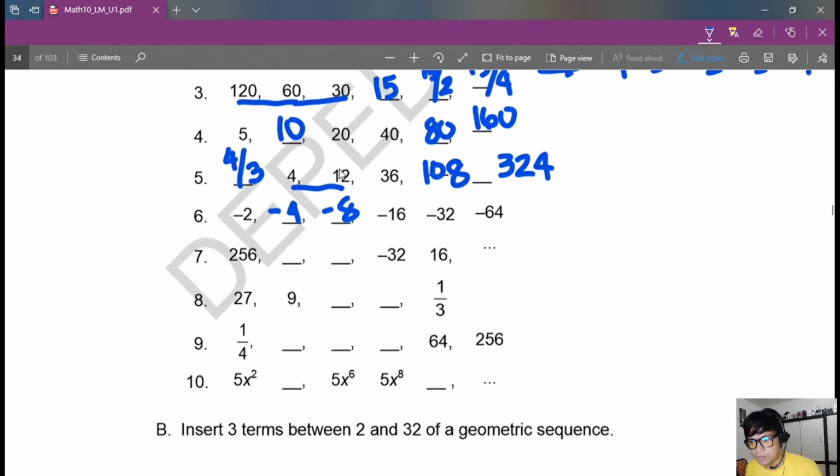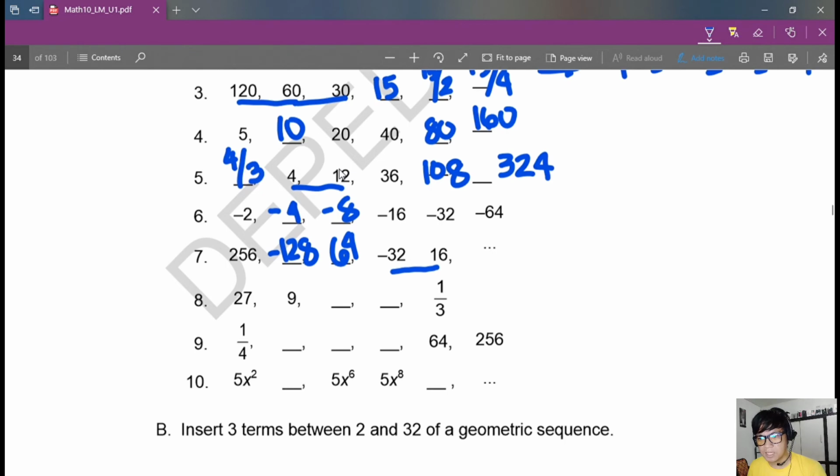Next one, ito. So, 16 over negative 32, that is negative 1/2. So, negative 1/2 yung imo-multiply natin dito. So, what is negative 1/2 of 256? So, that is negative 128. So, negative 128 divided by negative 2, that's 64. 64 divided by negative 2 is negative 32. And negative 32 divided by negative 2 is 16.